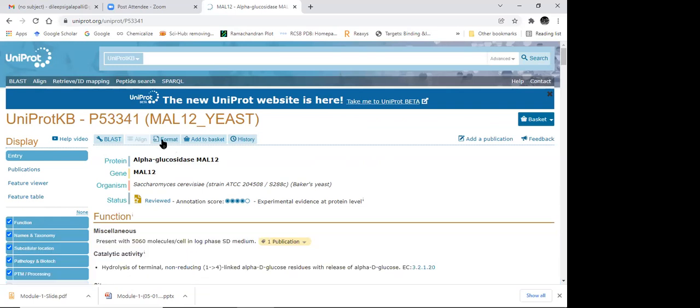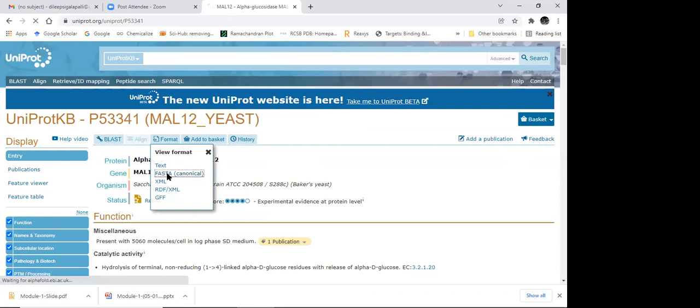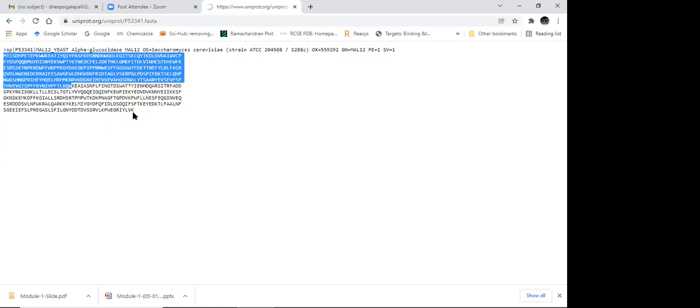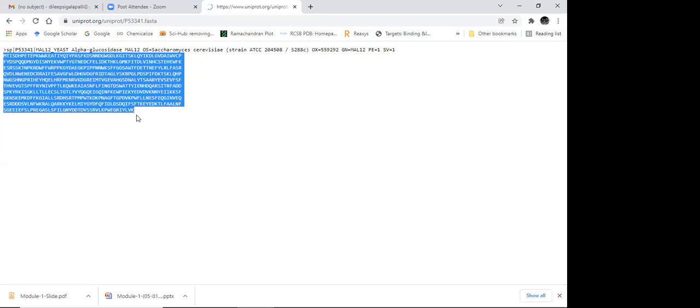Where you can see format. This option is for downloading the FASTA sequence of alpha glucosidase enzyme. Go to format, and here you can see the option FASTA canonical. Then just click that. Then you will get the amino acid sequence for alpha glucosidase enzyme. You can see yeast, Baker's yeast, and its UniProt ID and alpha glucosidase enzyme of Saccharomyces cerevisiae, and this is its amino acid sequence for that particular query alpha glucosidase enzyme.